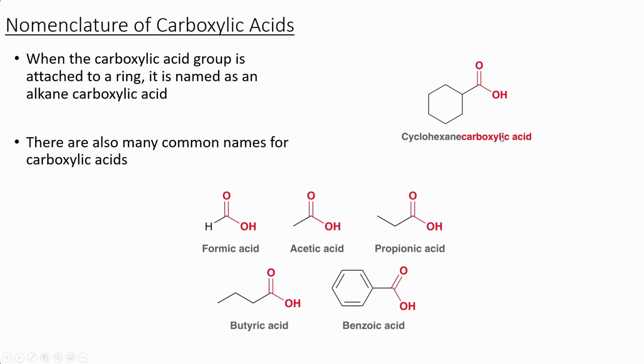When we have our carboxylic acid attached to a ring, then it's going to be named as an alkane carboxylic acid. So this would be cyclohexane carboxylic acid. And we also have several carboxylic acids which have common names. These are the low carbon count carboxylic acids like formic acid, acetic acid, propanoic acid, and butyric acid. And then also when we have a benzene ring directly attached to a carboxylic acid, we have benzoic acid.